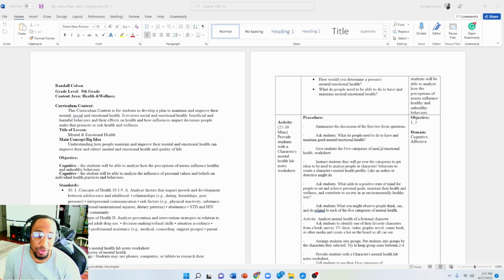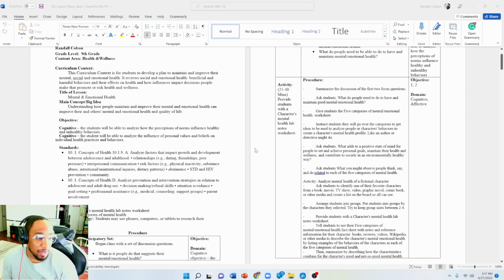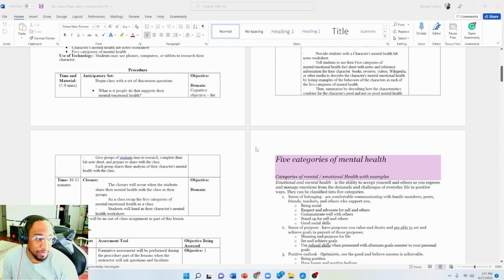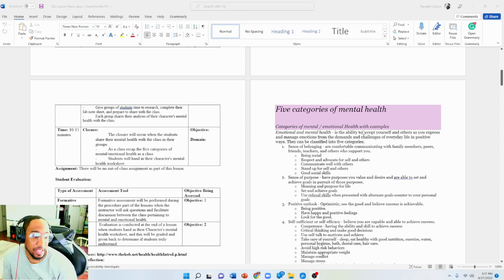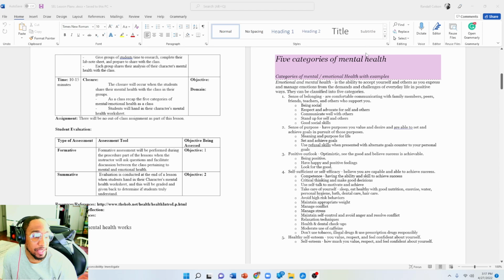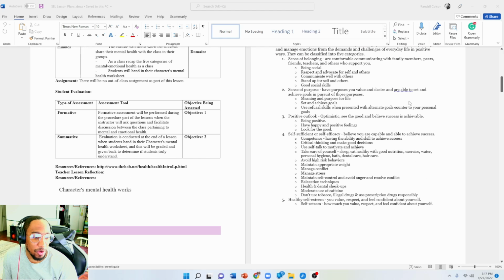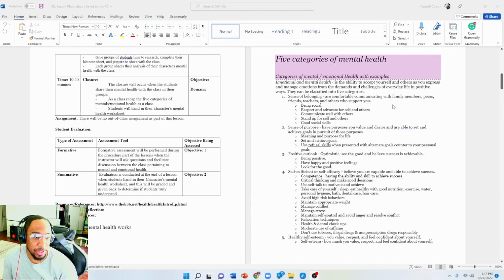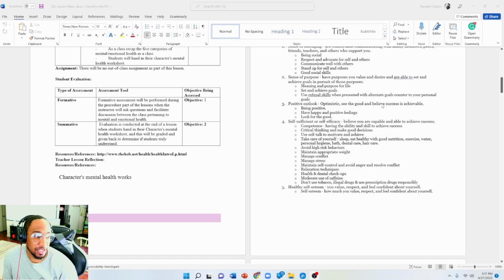We're going to go into groups and pick one person. It doesn't even have to be a show. It could be a comic book, a manga, a comic strip. It could be anything. Basically, we're going to talk about their mental health. There's a worksheet that they can go through, and I provided them with a reference sheet of what someone with healthy mental and emotional health actually looks like.